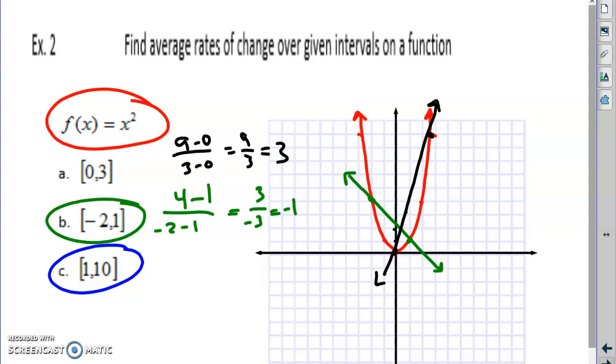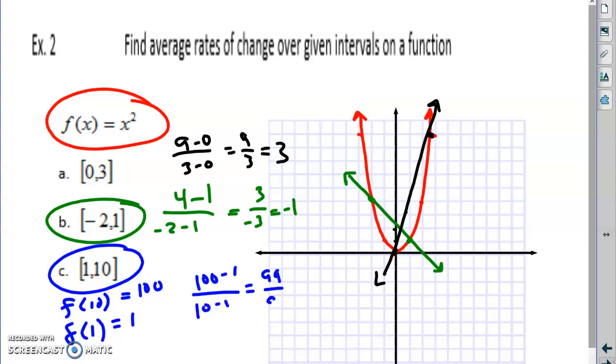What we could do is find f of 10, the y value. 10 squared is 100. Find f of 1, which is 1. Change in y are the function values. Change in x are the x values. 99 divided by 9. The slope of that line, really, really steep from the origin to the point 10, 100, up 11 over 1. Got it.